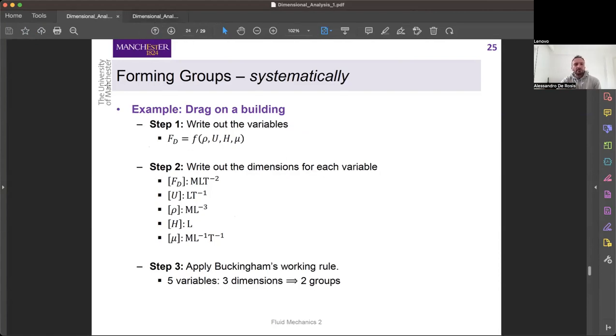guys, let me pose a question. Which variables do you believe are good candidates for non-repeating variables? Please type in the chat. We need to choose two non-repeating variables.